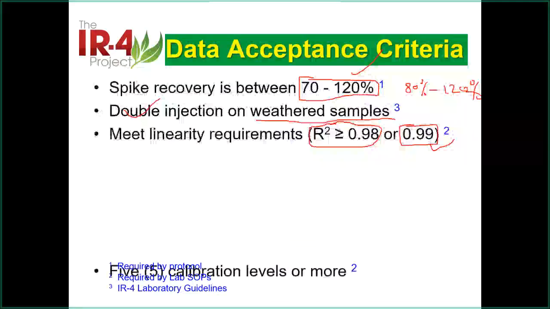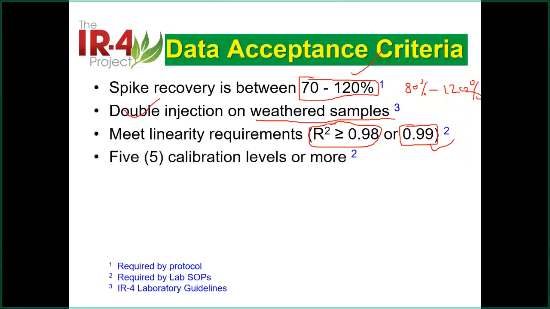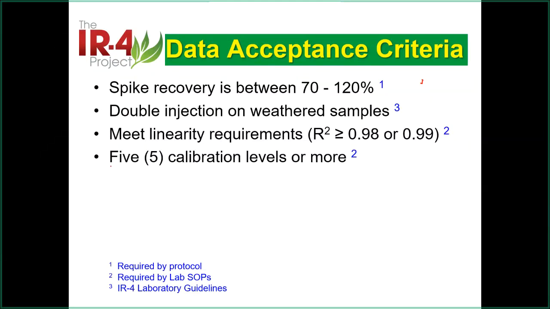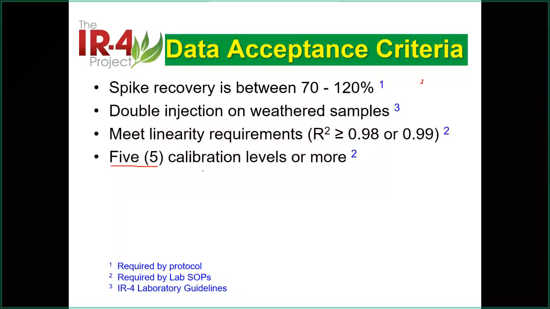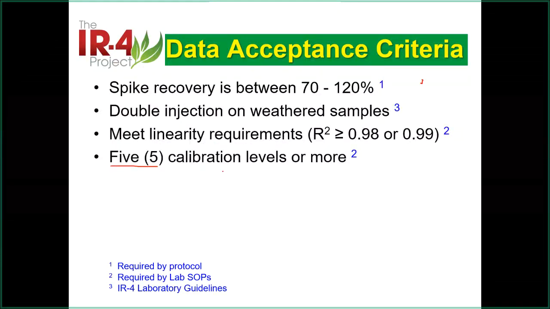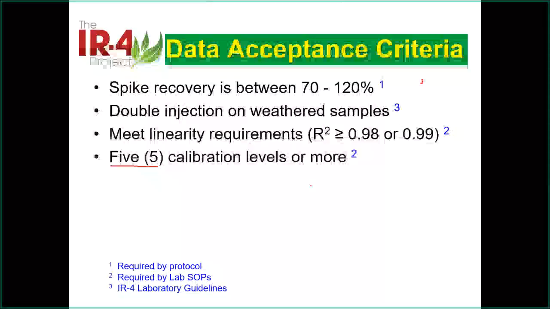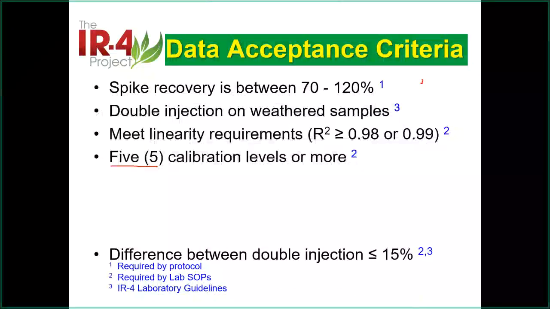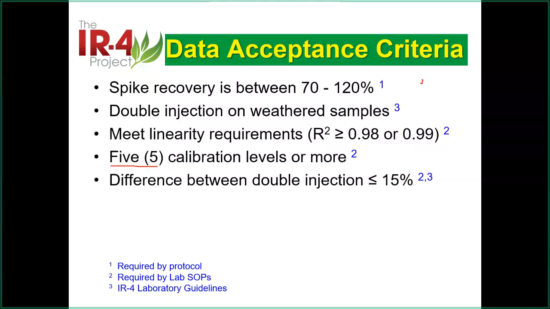Okay, the next one is the calibration. In some places you have different calibration. For example, your SOP may require more than that. I put 5 there as a minimum. It should be in a good interval, so that should be good enough to cover the whole range. I typically do 6 or 7. 5 is okay. What's the difference between the double injection?